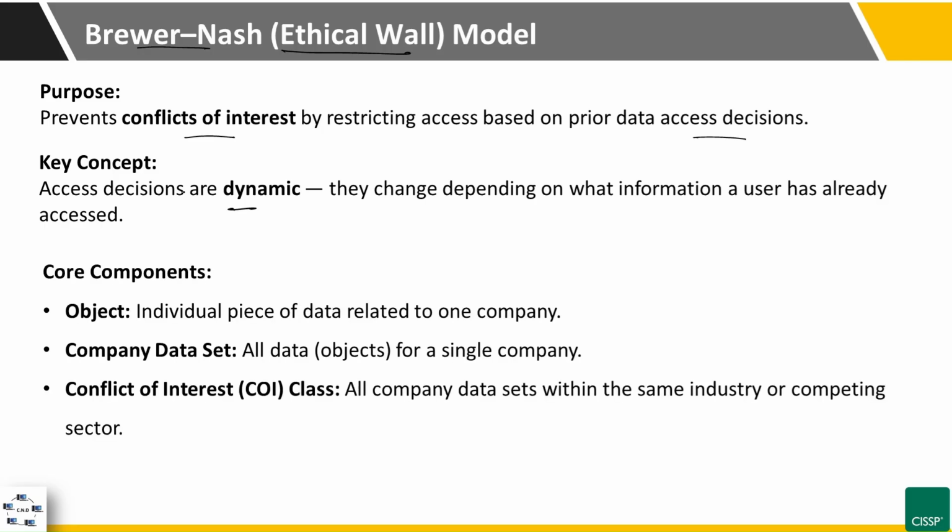So the core components of this model include: number one is the object, which is an individual piece of data related to one company. Then we have the company data set, which is all data or objects for a single company. And the third component is the conflict of interest or COI class, which is all company data sets within the same industry or competing sector.